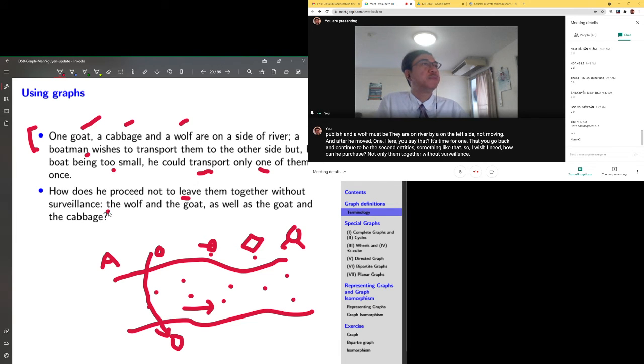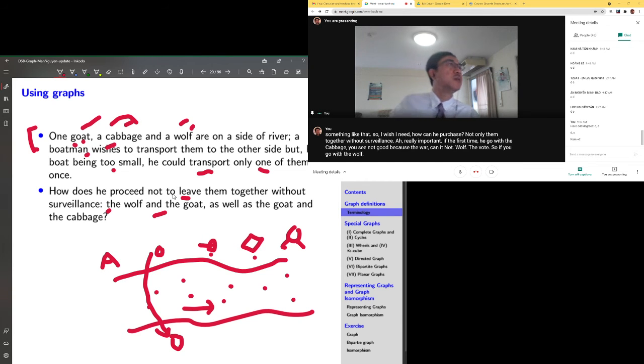Very important. If the first time he goes with the cabbage, this is not good because the wolf can eat the goat. Wolf eats the goat. So if he goes with the wolf, then the goat will eat the cabbage, you see. So there are some certain rules you have to meet to not destroy the entity on the left side of the river. So the boatman has to move them to the other side, but he has to keep the rule in mind. So how can we solve this kind of problem?